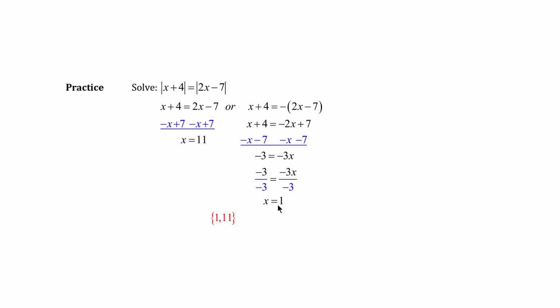So we have two solutions. We have 1 and 11. And we write our final answer using set notation. So we have a set of curly brackets. And on the inside, we write 1 comma 11.